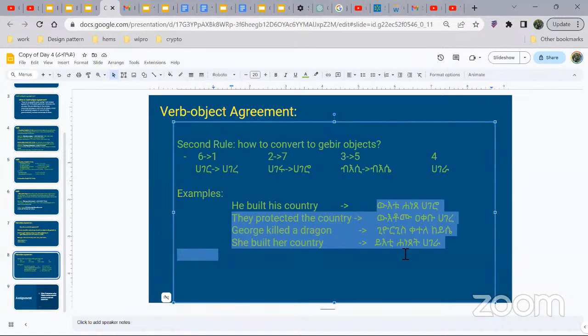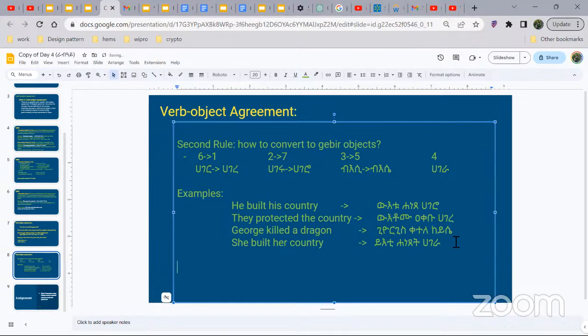What I explain is this: if it's transitive, that means you have to take all the rules on the slides. We use this rule only for transitive verbs. For example, here: he built his country. Built: is it transitive or not?